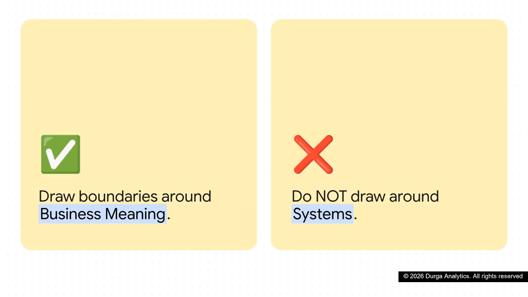You must draw domains around business meaning, never around systems. Never around IT systems. This is a massive trap IT-driven programs fall into. For instance, your counterparty data remains one single domain, even if it lives scattered across 10 different trading and settlement systems. The boundary follows what the data actually means, not where it happens to live on a server. That's the only way a single business owner can stay accountable for it.